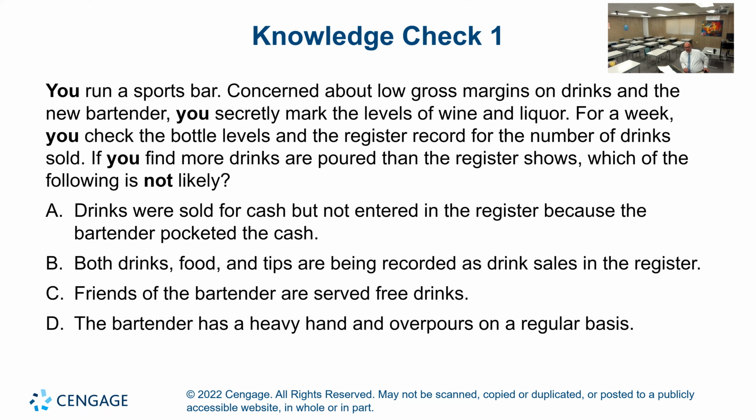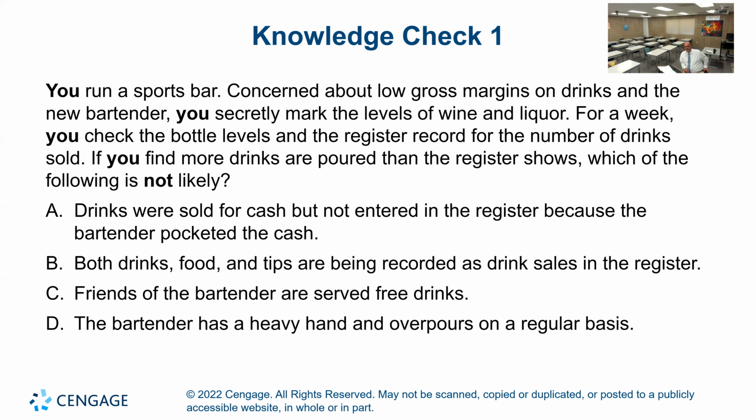Both food and tips are being recorded as drink sales in the registers. That's probably not right, because the drink sales is what we're looking at. If we added food and tips on there, our drinks would be higher, so we wouldn't notice that missing booze. Friends of the bartender serve free drinks, that could happen. And the bartender has a heavy hand and over pours on a regular basis, that could happen.